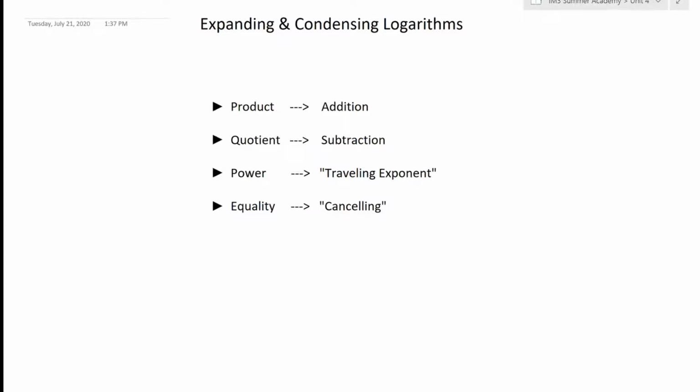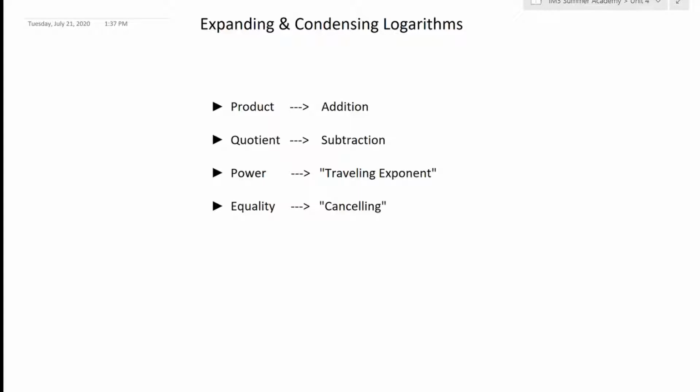Let's talk about expanding and condensing logarithms. Expanding means to make bigger, condensing means to make smaller, and there's four really different types of rules we're going to focus on. First one is product, second one is quotient, there's also power and equality. Got a little indicator here of what these rules mean in shorthand. So product goes with addition, quotient goes with subtraction, and powering, we refer to it as the traveling exponent. We'll see what that means a little bit later on.